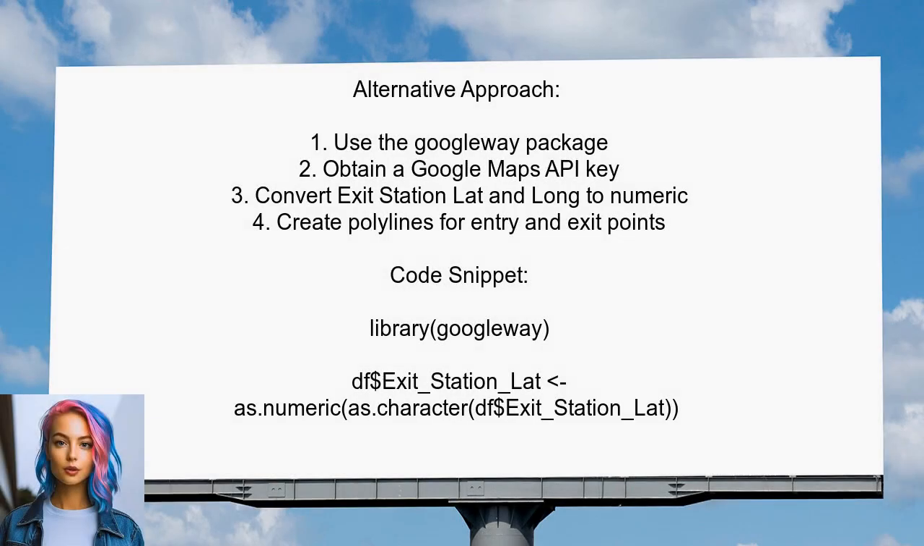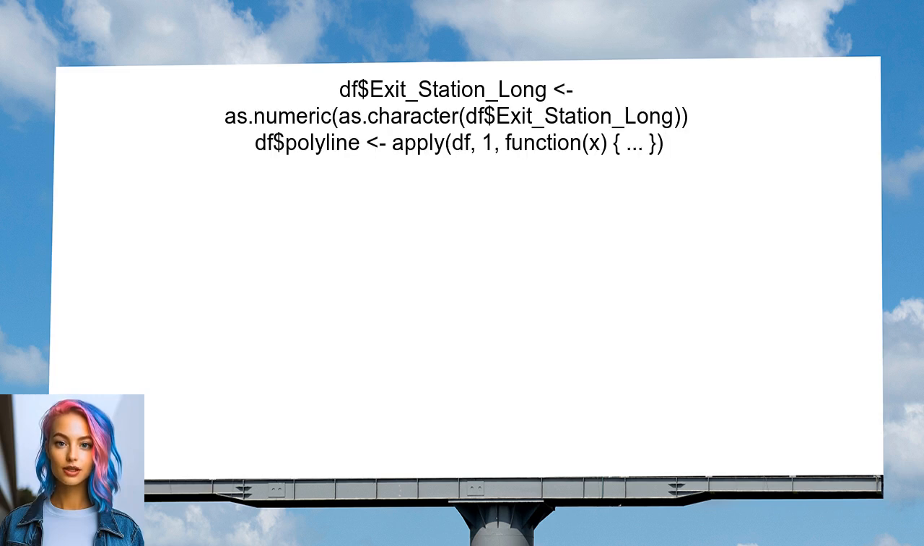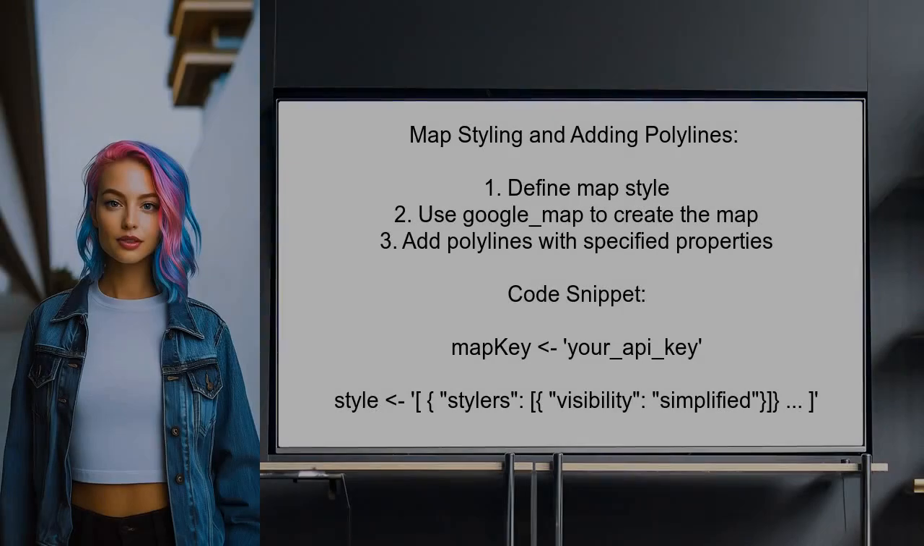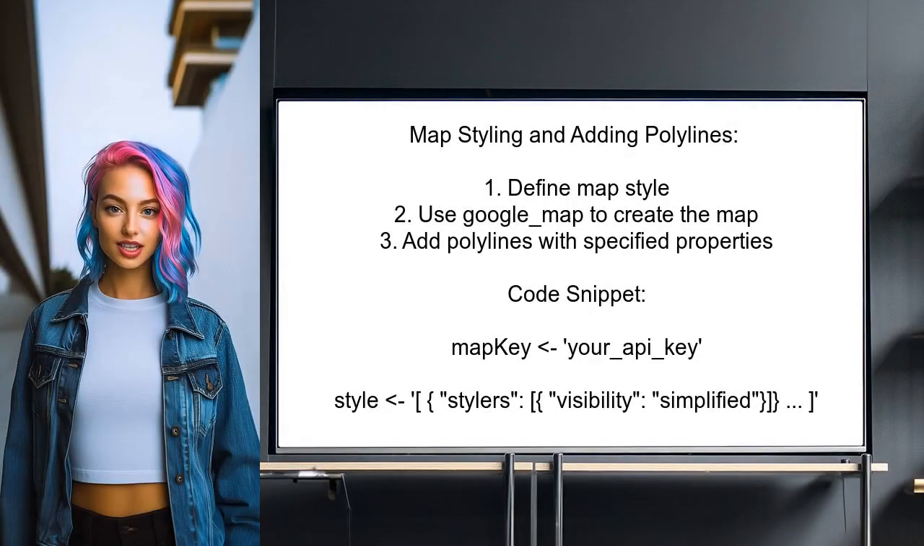An alternative approach to plotting a flow map in R is to use the googleway package, which utilizes Google's Maps API. First, you'll need an API key to access the maps. The user suggests converting the exit station latitude and longitude to numeric values, and then creating a polyline for each entry and exit point. Next, the user shows how to style the map and add polylines to visualize the flow.